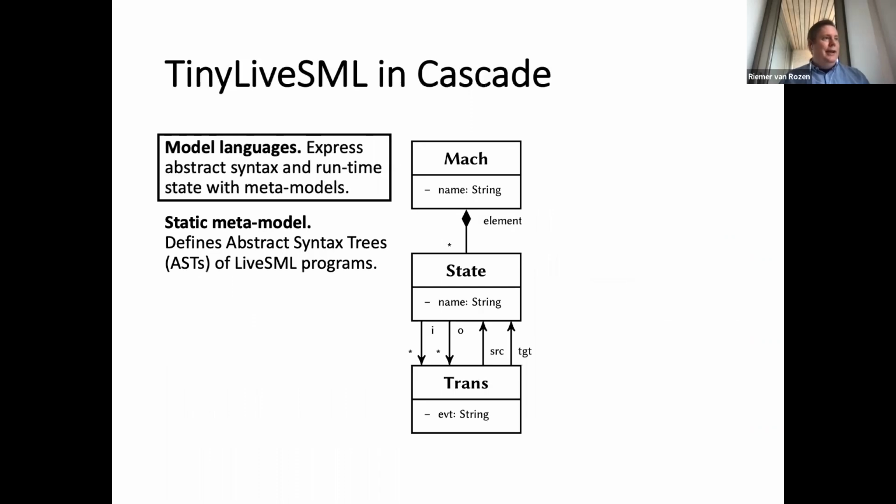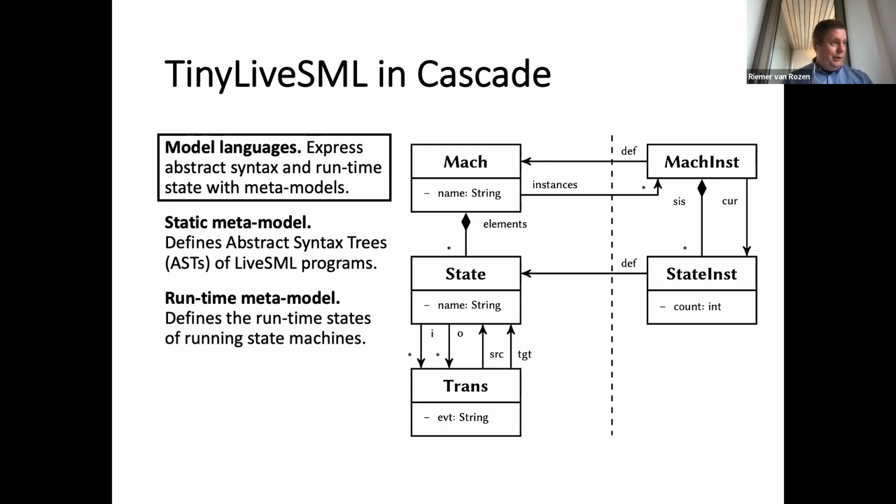Now, let's look at TinyLive SNL again. So here's its abstract syntax using a class diagram. We see there's Mach, that's the machine, it has a name. It has a number of elements, those are states, those have names as well. And state has a number of transitions of input and output. And of course, each transition has a source and a target state. Nothing spectacular so far. Actually, it's a very small language.